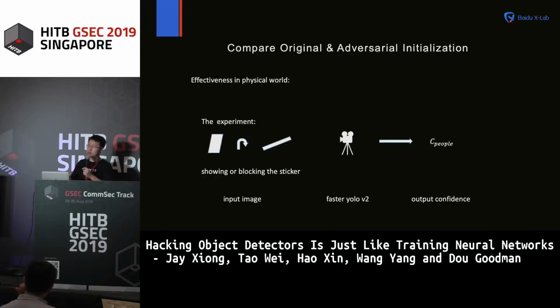So as I said, to hide people from the object detector is to show the sticker. But how to improve its effectiveness? In one case, we show the sticker right in front of the camera, and then we use a hand or some other trick to block it, like not showing it at all, and see the model output and what their differences are.